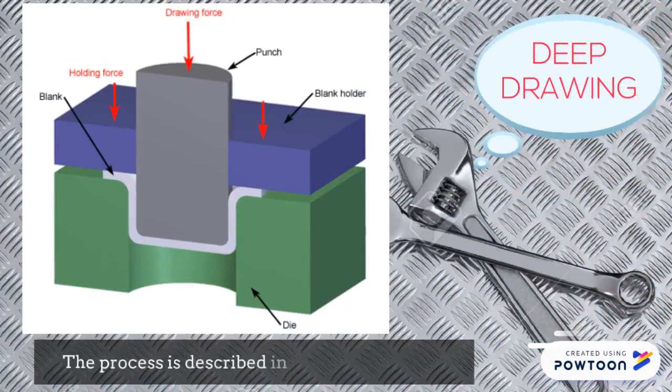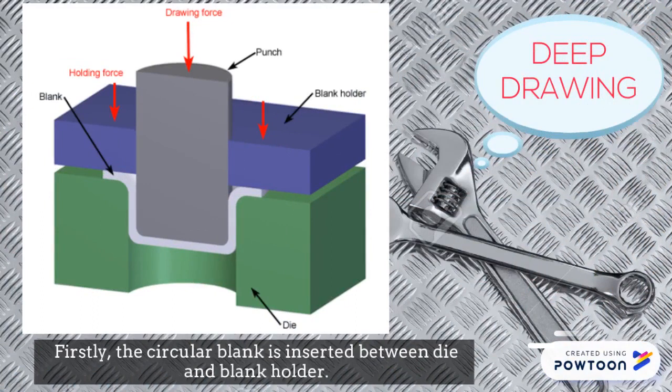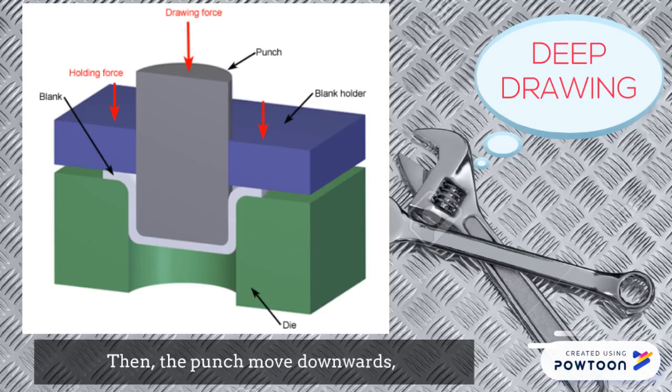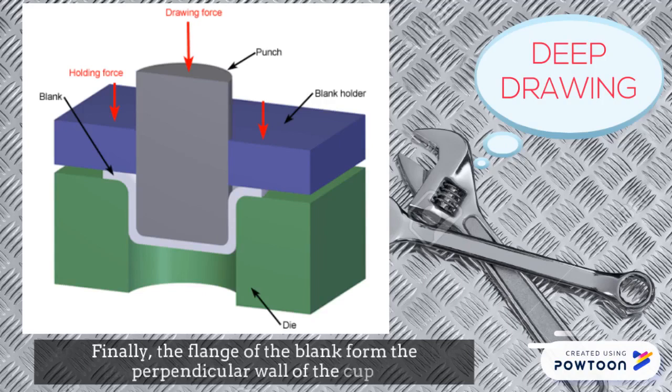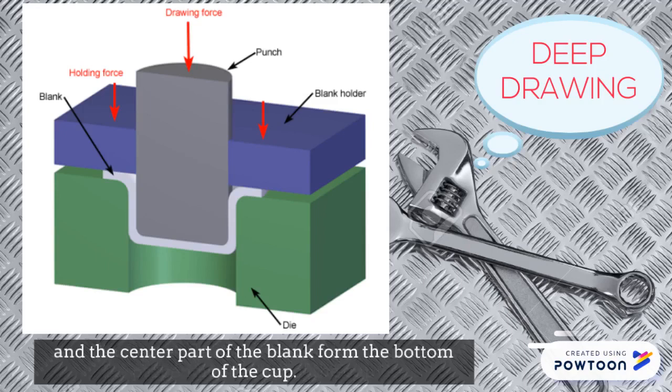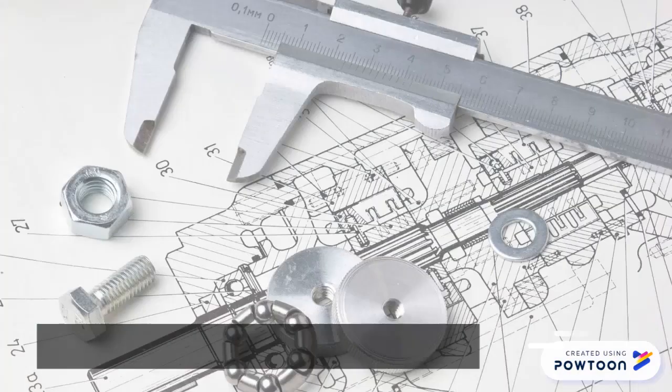The process is described in the following steps. Firstly, the circular blank is inserted between die and blank holder. Then, the punch moves downwards and the diameter of the blank decreases with the blank being drawn into the die cavity. Finally, the flange of the blank forms the perpendicular wall of the cup and the center part of the blank forms the bottom of the cup.